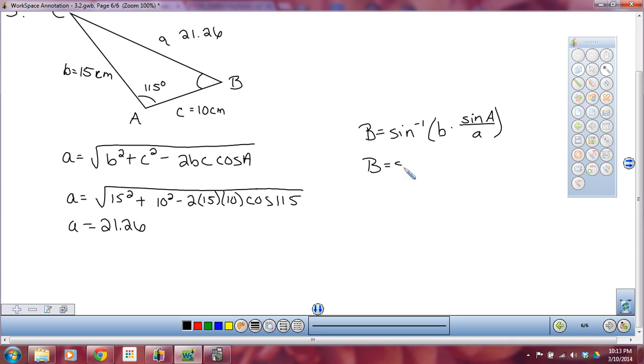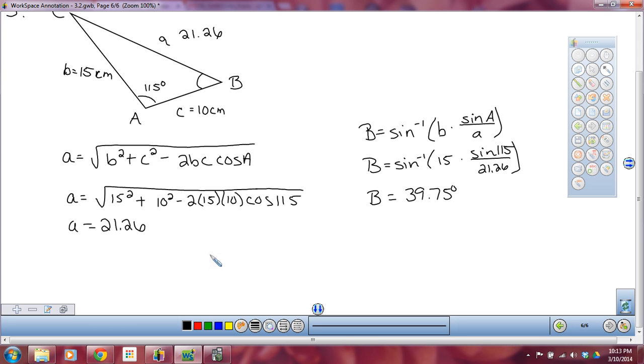So B equals sine inverse of side B, which is 15, times sine of A, which is 115, over side A, 21.26. All right. When you plug that into your calculator, you should get 39.75. And remember, this is degrees because it's actually an angle.